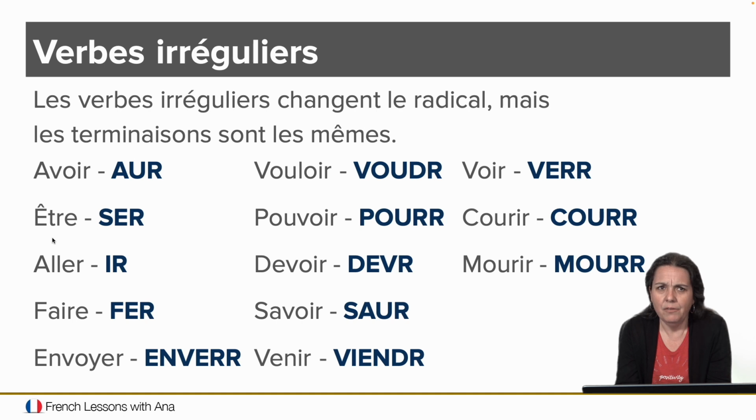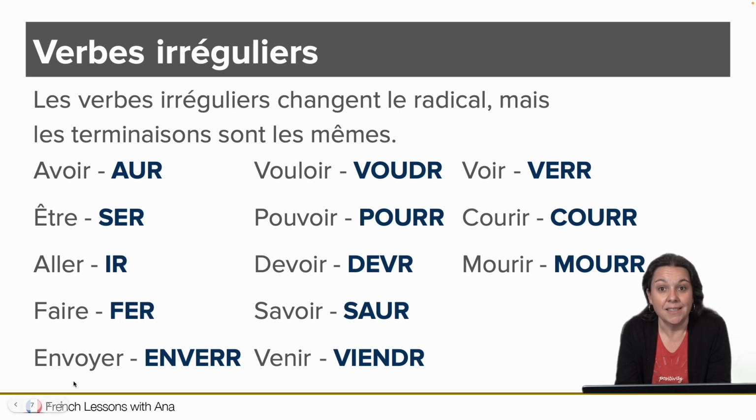Être, to be. I think I've mentioned this before, but I will say it again. Être is the only verb in French that will always be irregular. No matter what, this guy does not follow any rule whatsoever. So être changes to ser, S-E-R. Aller, to go, changes to ir, okay, I-R. Faire, to do or to make, is pronounced the same, faire, but it's going to be a silent E, but it's spelled differently, F-E-R, so it becomes ferai, fera, etc.